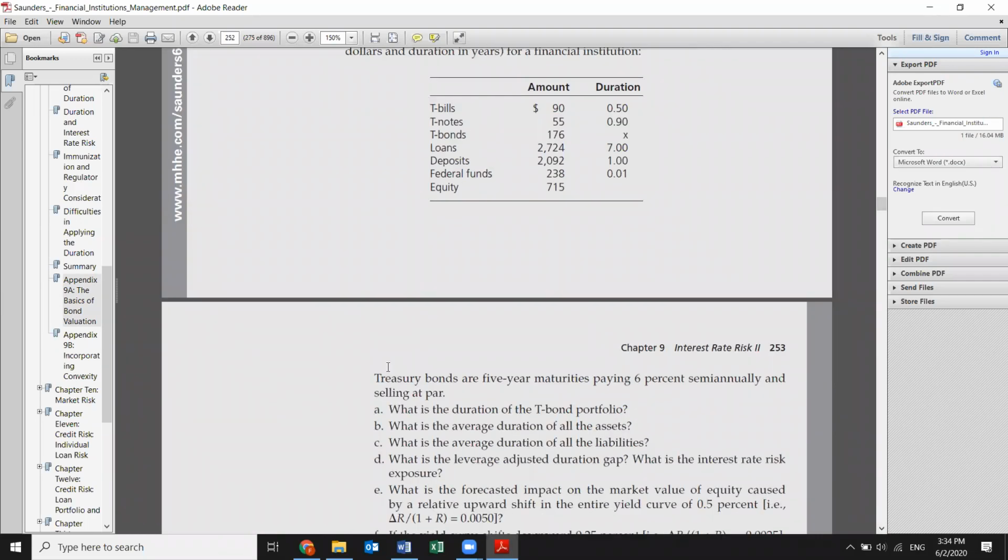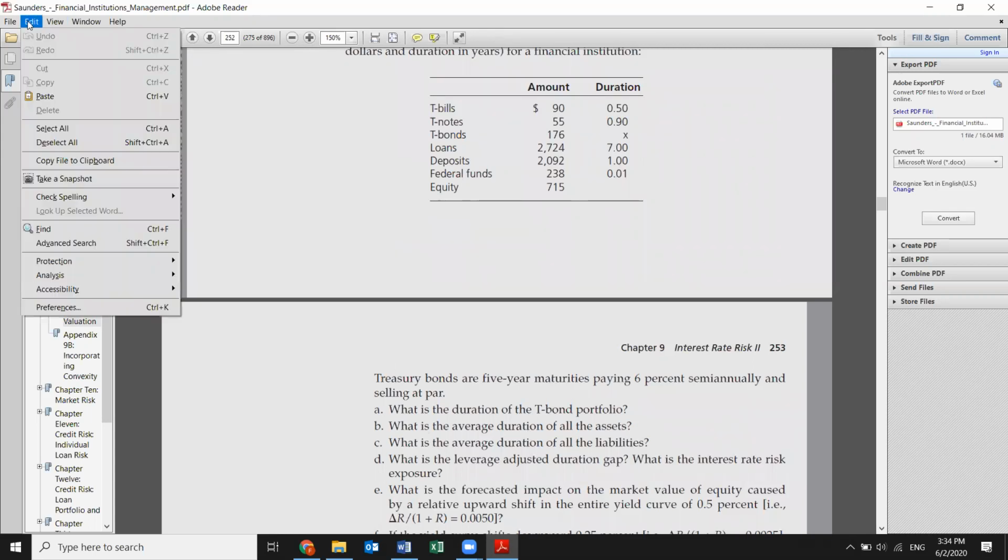Now, what is the case in here? Information is given here. The treasury bond is 5-year maturity, paying 6% semi-annual and selling at par. So what is the duration of the T-bond? We know it's being sold at par, and you can do it using Excel. I'm not going to do it in Excel. You know how to do it. I'm just going to give you the direct answer.